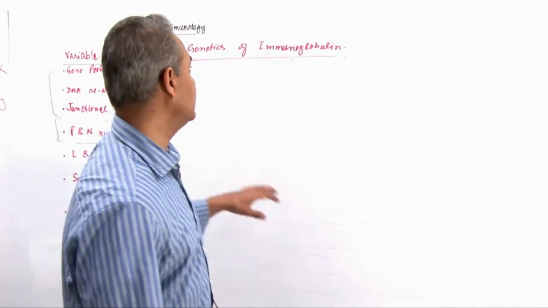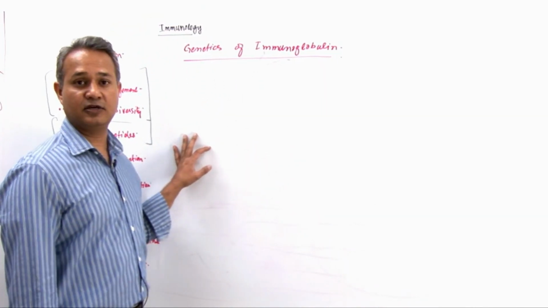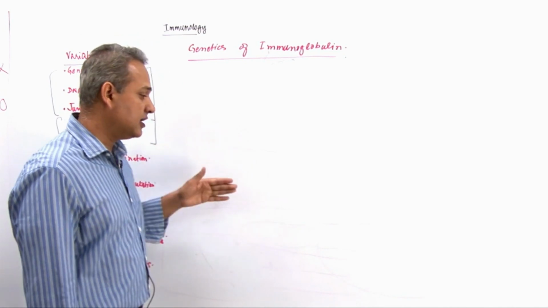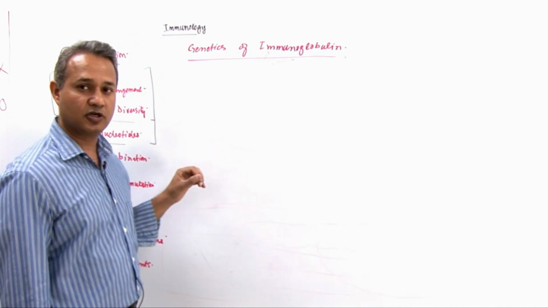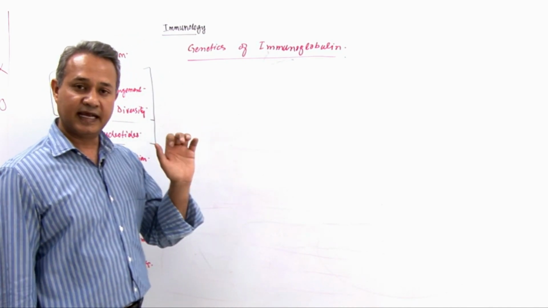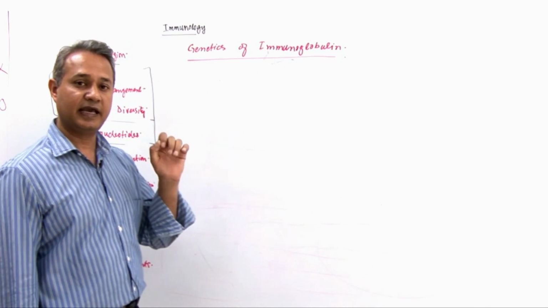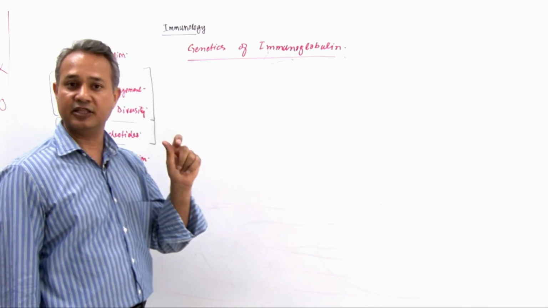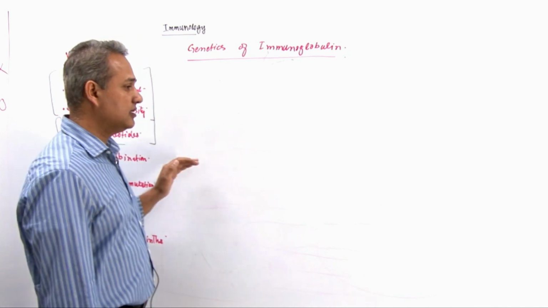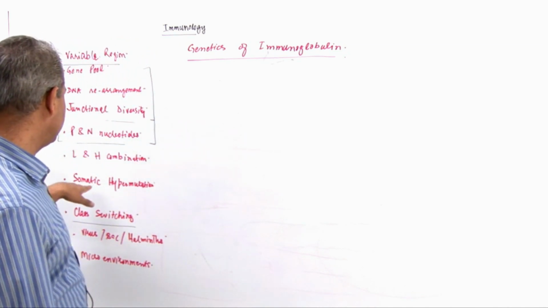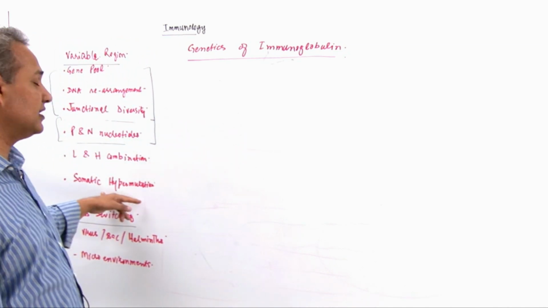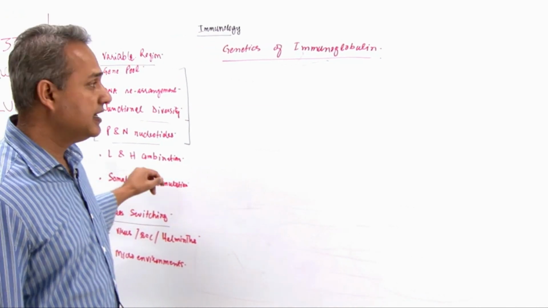Hey guys, Dr. Mobeen. So we are talking about the genetics of immunology. In our previous lecture, we just finished talking about the genetic rearrangement that helps to create diversity in the antigen binding site. This is the last topic of that topic, and that is the somatic hypermutation.